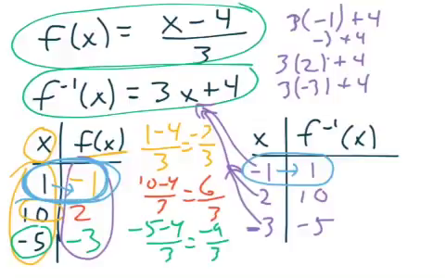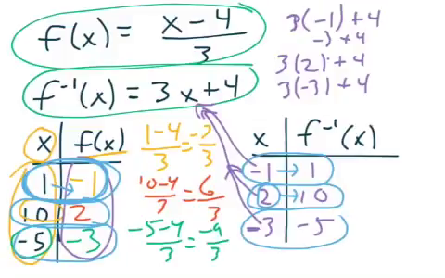Look over here to the left again. 10 here gave me a positive 2 for f of x. Well, look to the right. When I plug in this 2 right here, did I not get 10 back? And again, notice, bottom left, guys, negative 5 gave me negative 3. And then look over here at the right table. Didn't negative 3 go back and give me the negative 5?